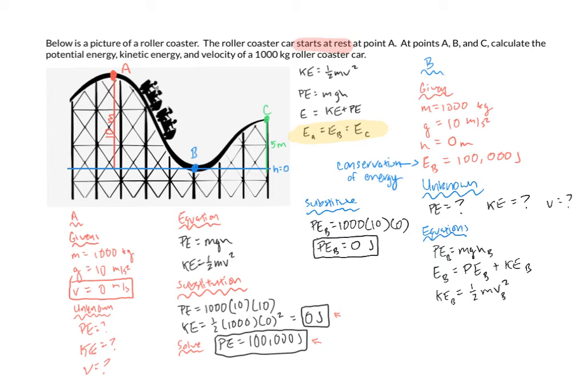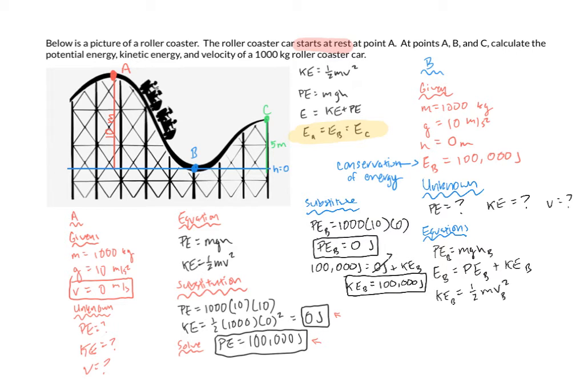Now I can move forward and solve for my kinetic energy at B. I know that my total energy at B is 100,000 joules. That is equal to my potential energy at B, which is 0 joules, plus my kinetic energy at B. That 0 joules is going to disappear, and I will find that my kinetic energy at point B is 100,000 joules, or again, 100 kilojoules.